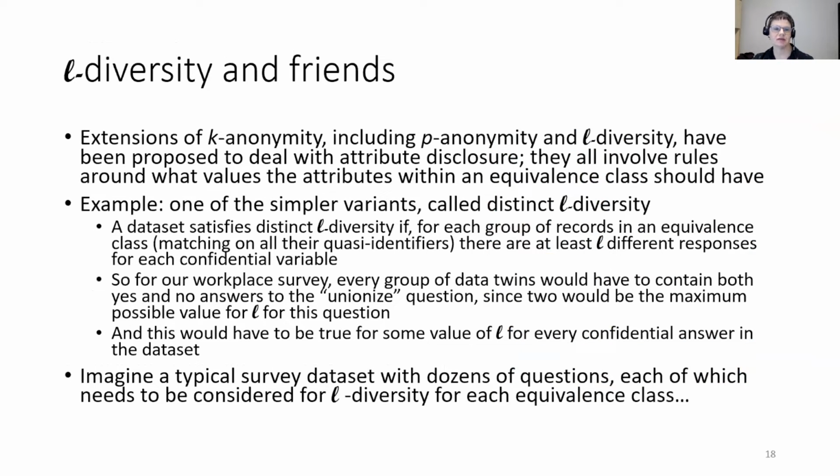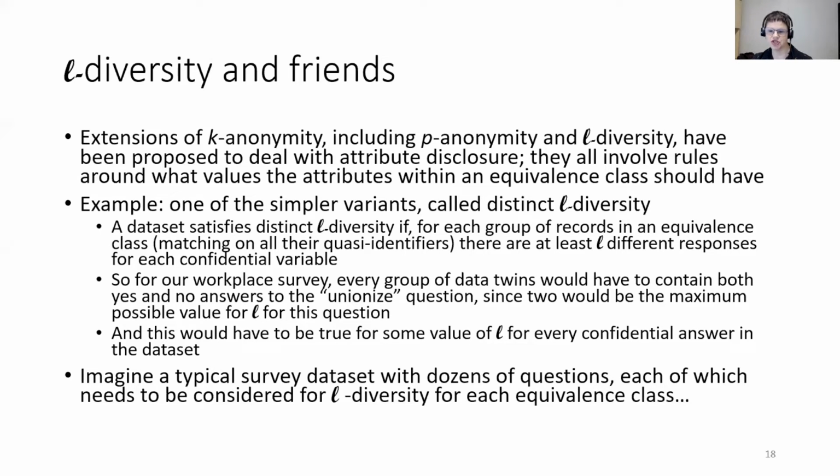Extensions of K-anonymity, including P-anonymity and L-diversity, were developed in an effort to deal with the attribute disclosure issue. However, as one set of authors noted in a review of K-anonymity and its variants, neither K-anonymity nor its enhancements are entirely successful in ensuring that no privacy leakage occurs while keeping a reasonable data utility level. A brief explanation of one of the variants of L-diversity will serve to illustrate the problem.